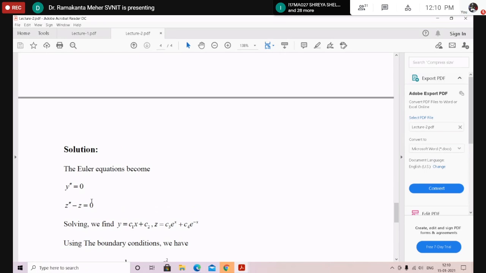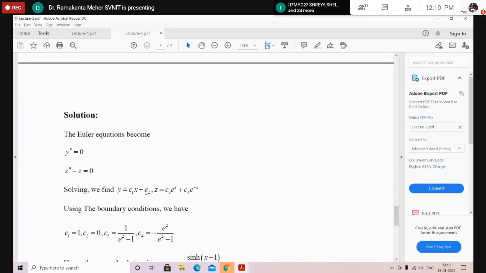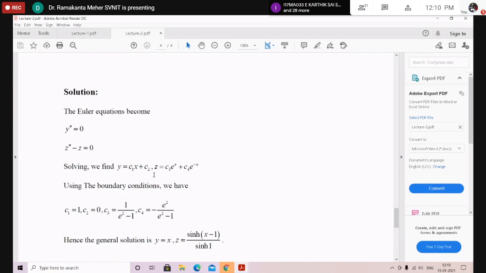So here, the first equation gives the solution y equals c1 x plus c2, because it's a second order differential equation. And if we try to solve the second one, it is also a homogeneous type of differential equation that gives you the solution z equal to c3 e to the power x plus c4 e to the power minus x.